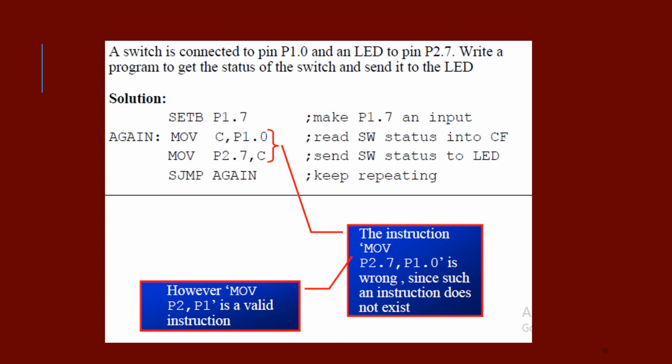P1.0 is going to take the input, and P2.7 is also observing the status. Now go on repeating. Remember, the instruction MOV P2.7, P1.0, where both the operands, source and destination, are port bits, will not work directly if you write it with the bit operation, like P2.7, P1.0. But normal MOV P2, P1, if you write that, it will accept.